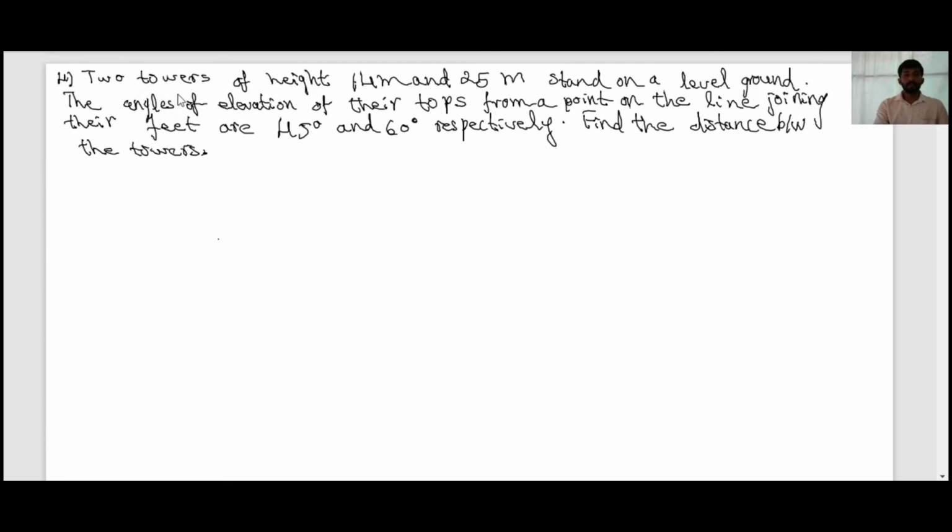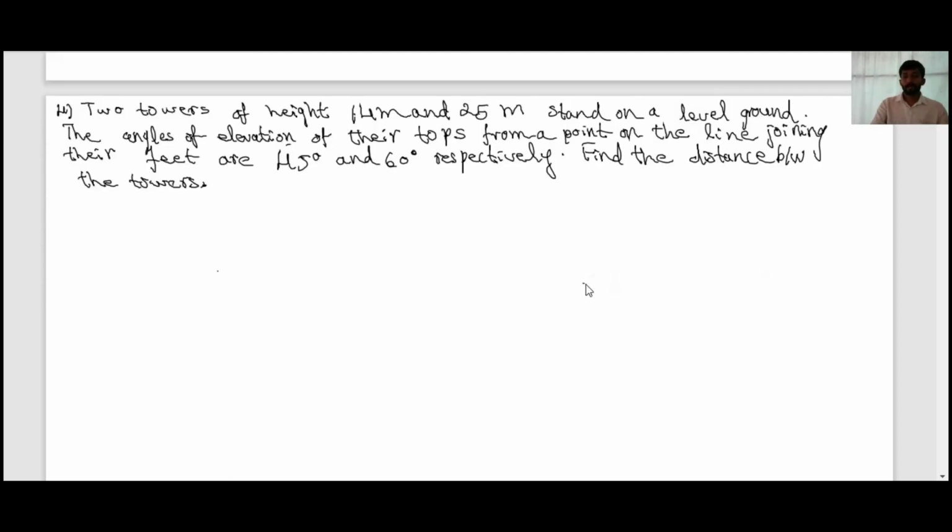See the next question. Two towers of height 14 meter and 25 meter stand on a level ground. The angles of elevation of their tops from a point on the line joining their feet are 45 degree and 60 degree respectively. Find the distance between the towers.